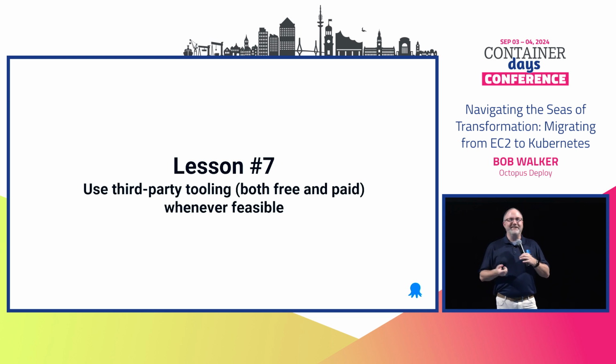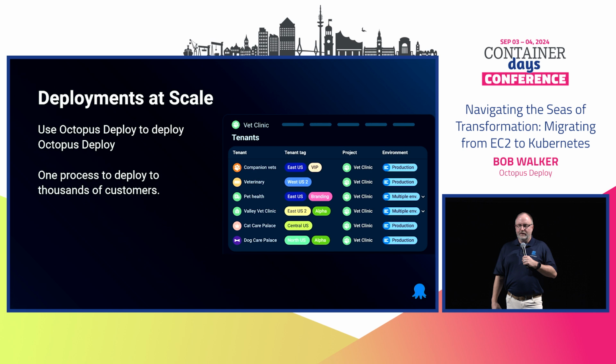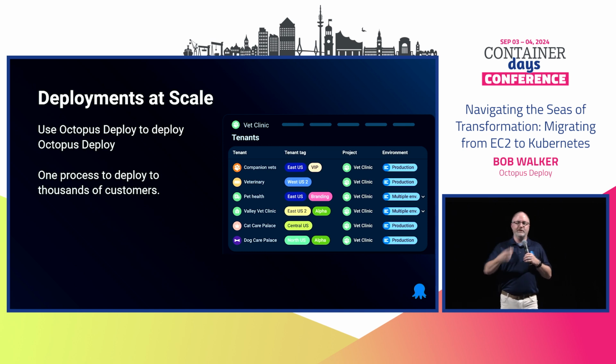But that being said, I'm not against third-party tooling. Evaluate it and use third-party tooling whenever it's feasible, so you're not rebuilding everything. Now, there's no big surprise when it comes to deployments, how we're deploying our own software. We use Octopus Deploy to deploy Octopus Deploy in this weird snake eating the tail type of situation. And by doing that, we can have one set of YAML files and one process to deploy to thousands of customers. So big benefit for doing that.